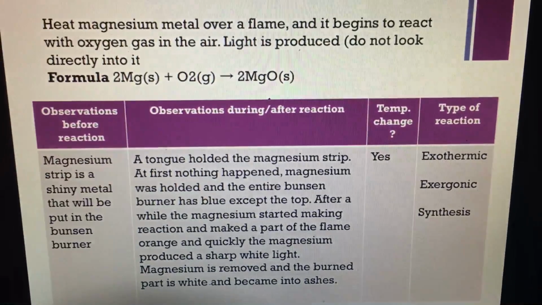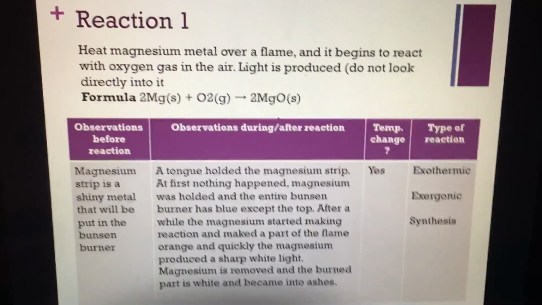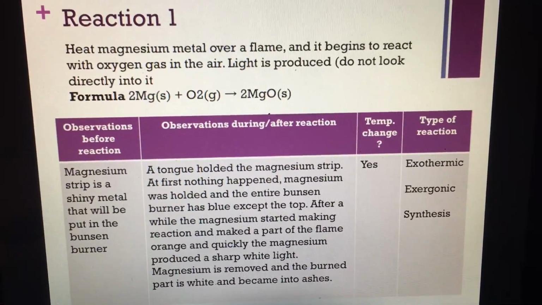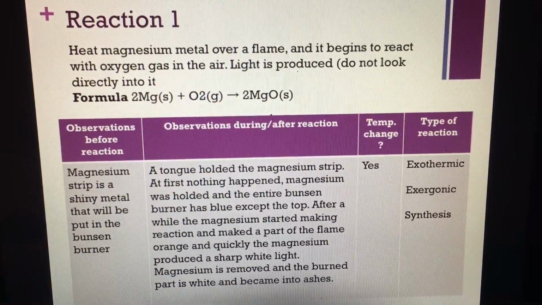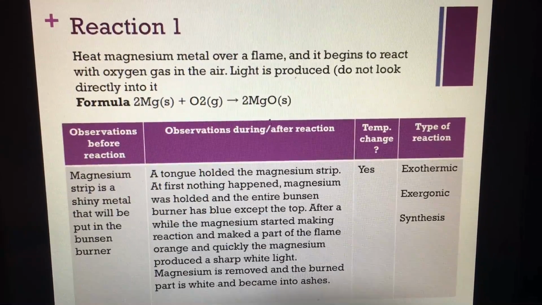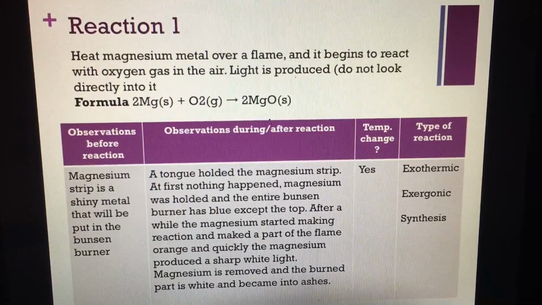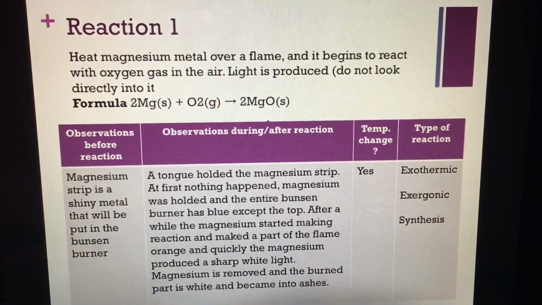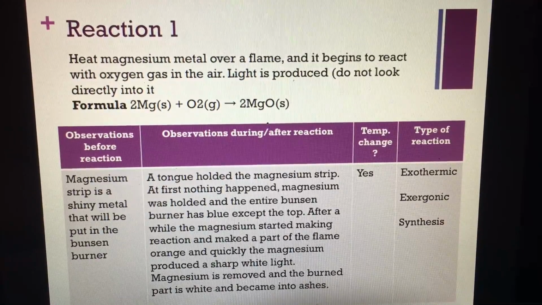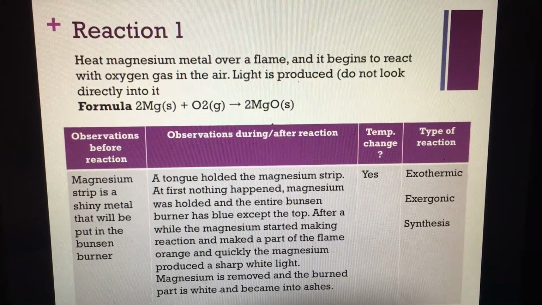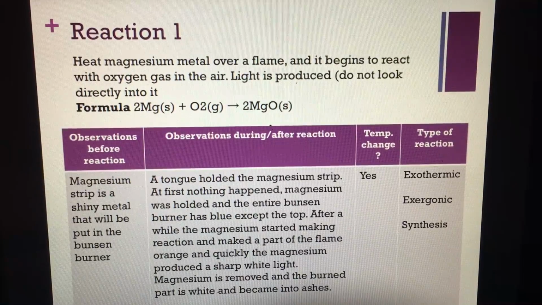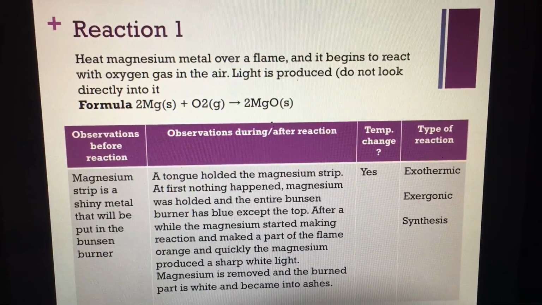Reaction 1. A tiny magnesium strip was put in a Bunsen burner with tongs, and at first nothing happened. But then, after a while, the flame of the Bunsen burner, instead of being blue, became a little bit orange, and quickly after that, the magnesium strip began to produce a sharp light.